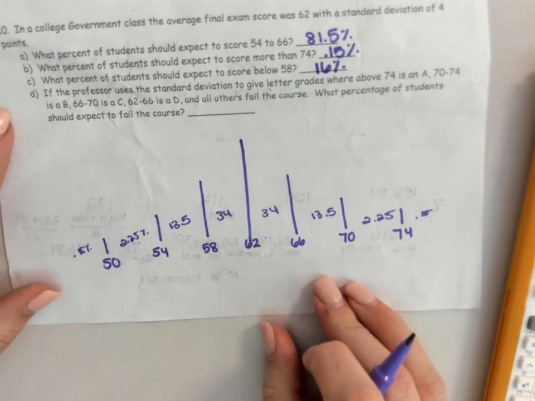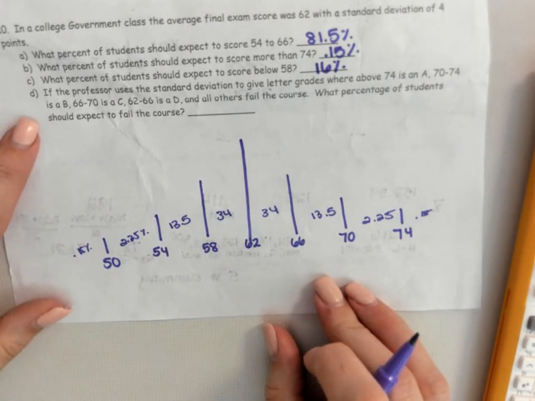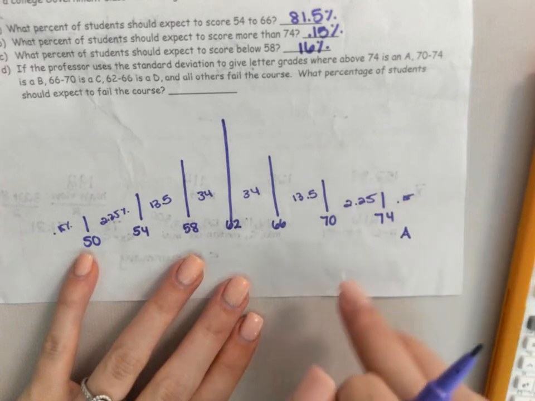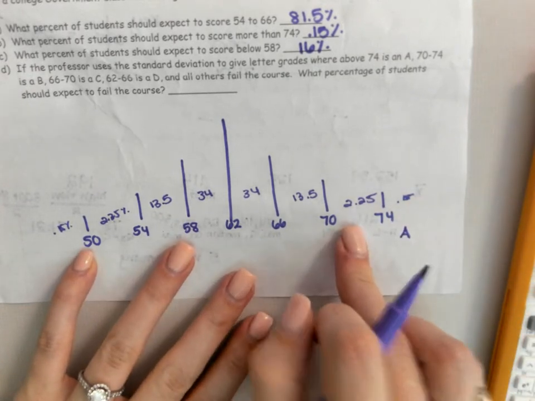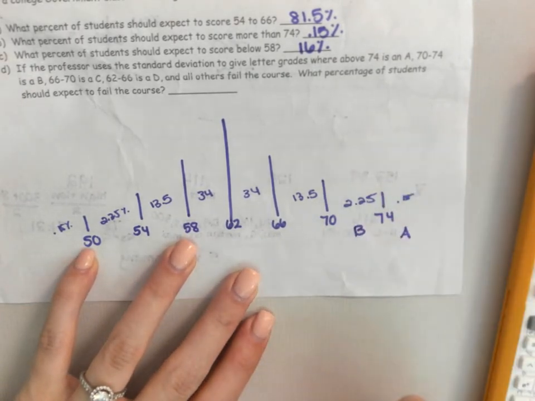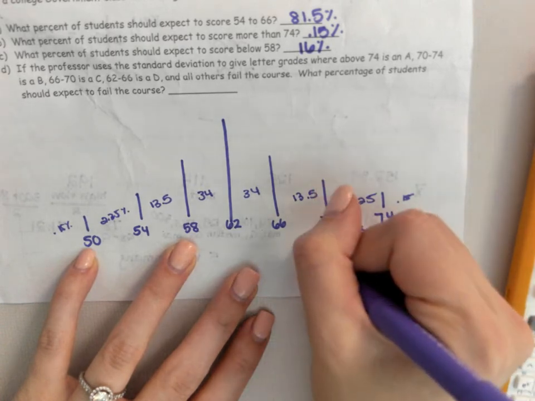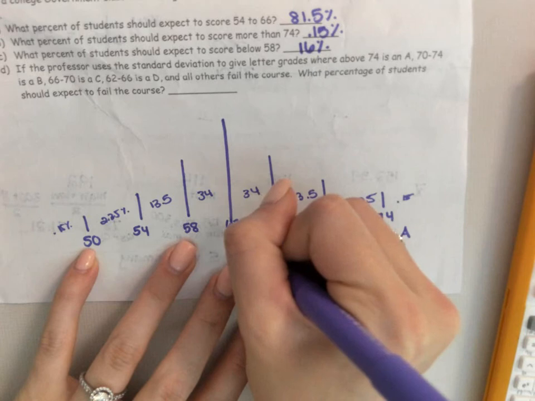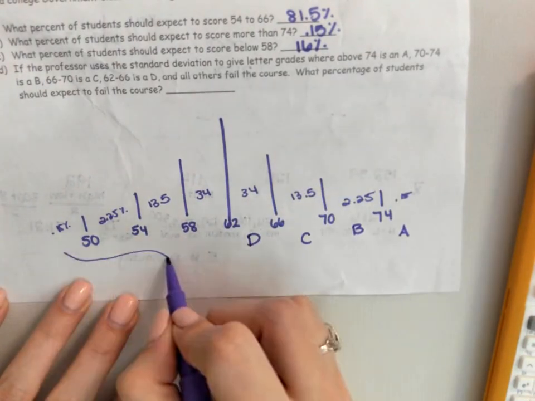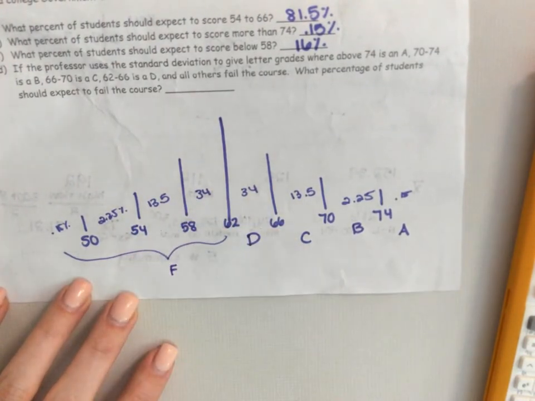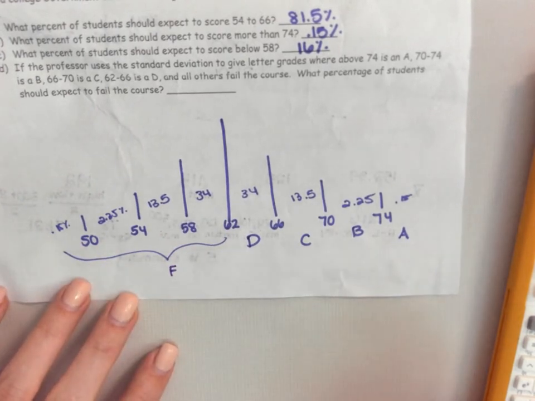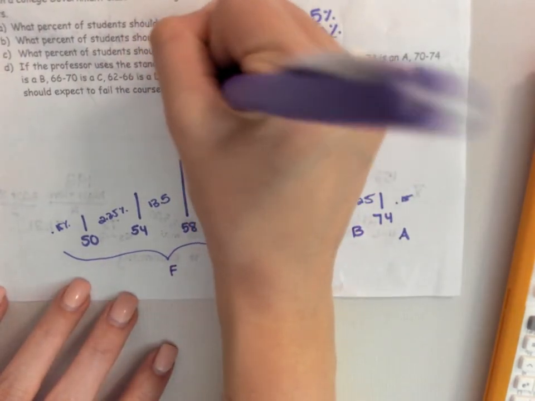If the professor uses the standard deviation to give letter grades where above 74 is an A, 70 to 74 is a B, 66 to 70 is a C. Oh, I missed it. These are D's, and the rest of them are failing. What percentage of students should expect to fail the course? So if that bottom half is failing, all of those should add up to 50%.